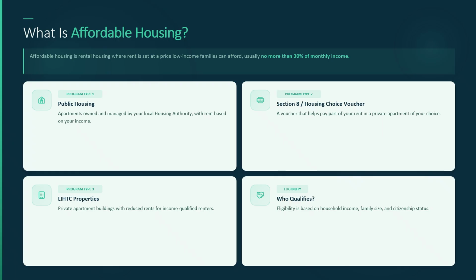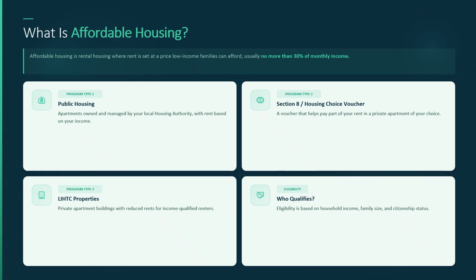Before we talk about wait lists, let's make sure we all understand what affordable housing actually means. Affordable housing is rental housing where the rent is set at a price that low-income families can manage. It's typically no more than 30% of your monthly household income. This is a standard that's set by the federal government. There are a few different types. Like public housing, it's owned and managed by your local housing authority. Think of government-run apartment communities.